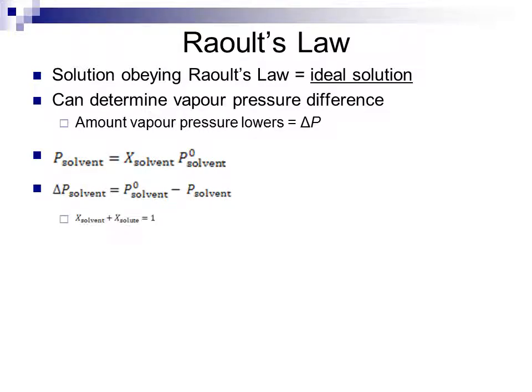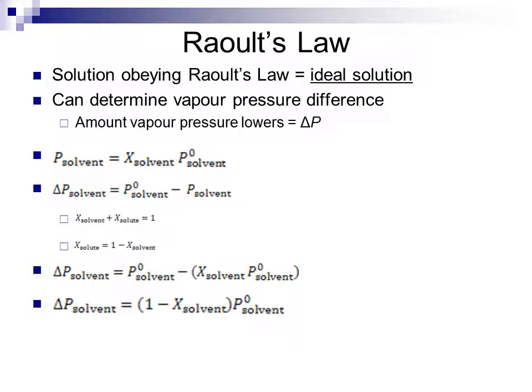As a fraction, the mole fraction of the solvent plus the mole fraction of the solute should equal 1, since adding together fractions overall should come to 1. We can rearrange this then to solve for the mole fraction of the solute as 1 minus the mole fraction of the solvent. If the change in pressure of the solvent is going to be equal to the initial pressure of the solvent as a pure solvent minus the pressure of the solvent in solution, we know that the pressure of solvent in solution from the first equation is the mole fraction of the solvent times the pressure of the pure solvent.